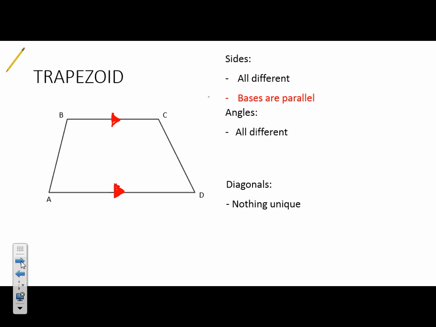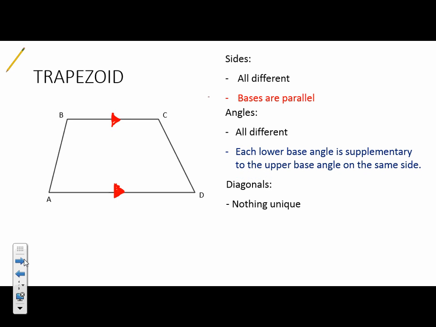The angles in a trapezoid will all be different. They will not have any congruent angles. Each lower base angle is supplementary to the upper base angle on the same side. So that means that we will have some angles that add up to make 180 degrees. So typically, none of the angles are the same, unless of course you have some 90-degree angles in there, but that's beside the point. Each lower base angle here is supplementary to the upper base angle on the same side.